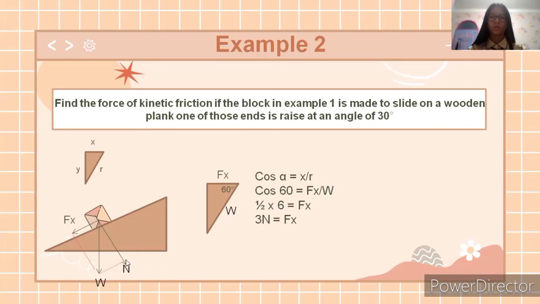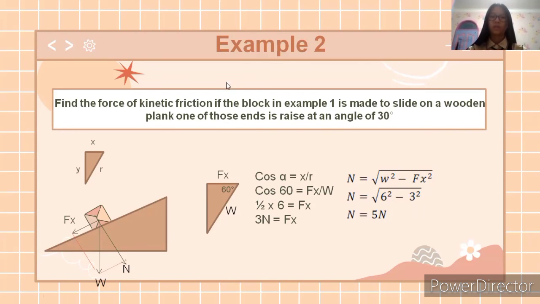Now we are going to find the normal force, or N. N is equal to the square root of weight squared minus Fx squared. Weight is 6 and Fx is 3, as we solved before. So N is equal to the square root of 6 squared minus 3 squared. 6 squared is equal to 36 and 3 squared is equal to 9. 36 minus 9 is 27. Square root of 27 is 5 Newton.